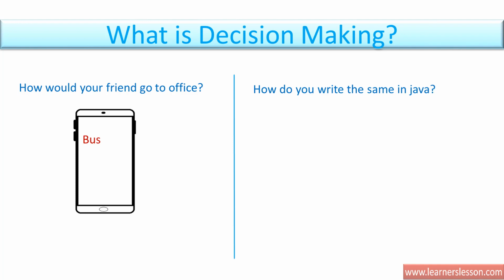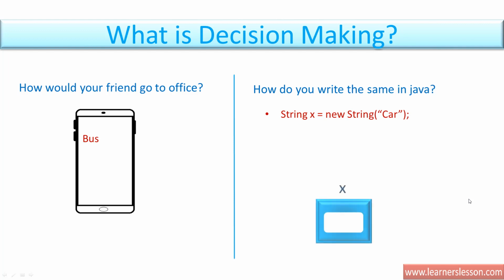Say your friend might not remember anything, but he's very good at Java. So whatever he does in life, he writes everything using Java. Now he goes to the road and finds that a car is coming. So he writes this statement: String x = new String("car"). So a string type variable x is created and car is initialized to that.